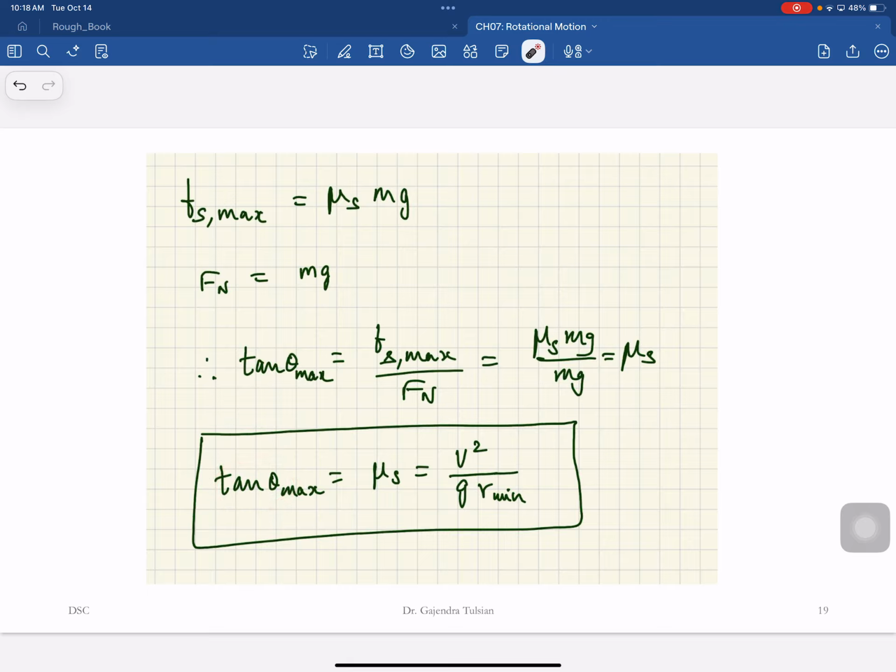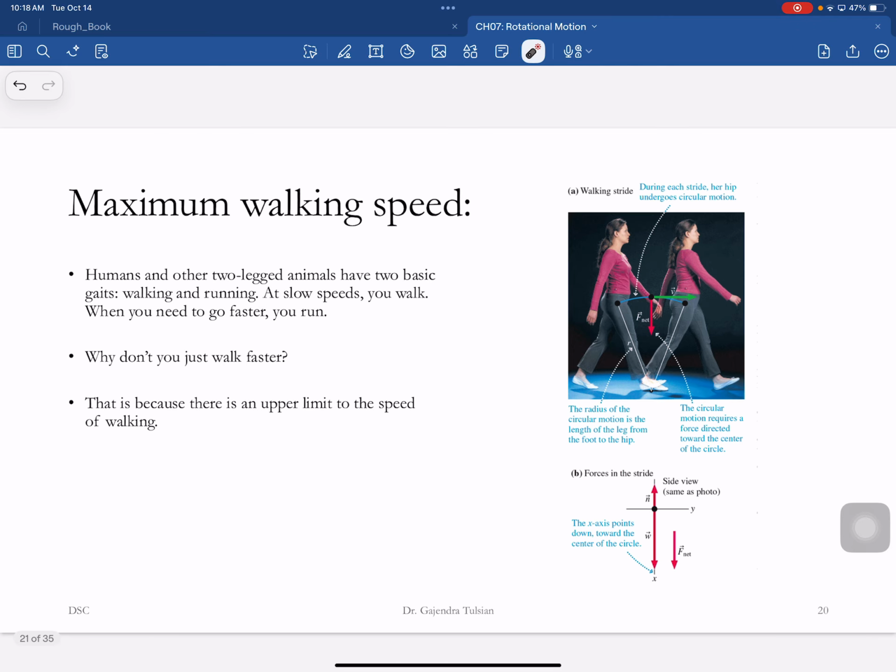Okay? So you want to be able to lean more, and you want stickier tires. So that's what racing tires are. They cost you more and they wear faster. But they allow you to make turns faster.